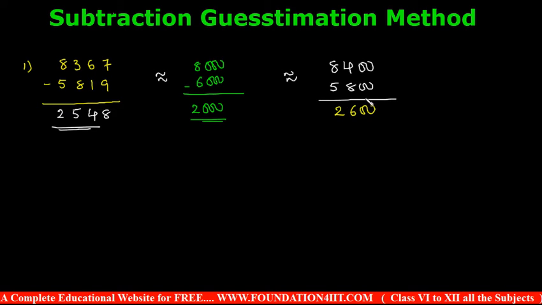From 8400, 5000 is subtracted, next 800 is subtracted. We already learned the subtraction concept in the simple technique in the previous chapter, same I applied. When you notice here, 2548 and this 2600, 52 is the difference. That means it is 3% different when you round it to the nearest hundreds.